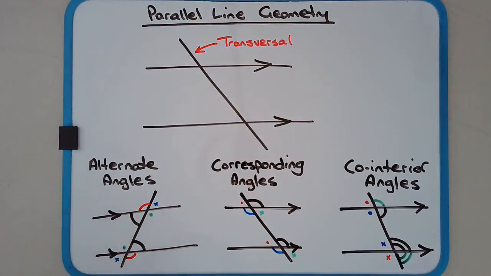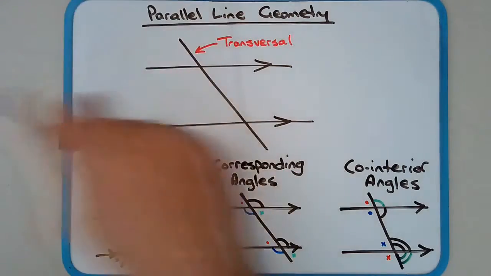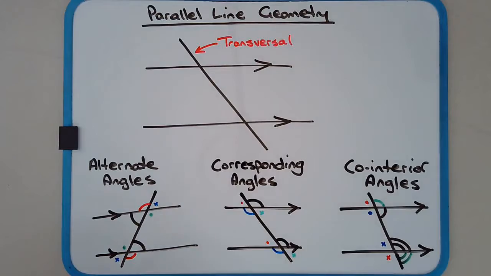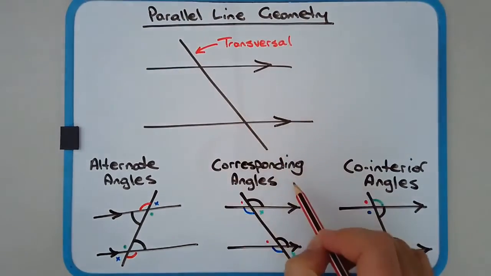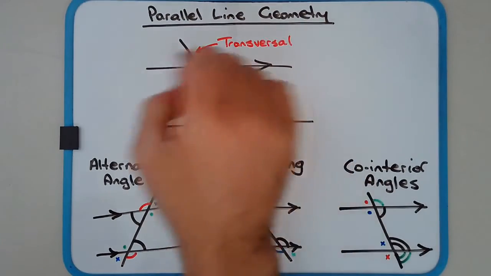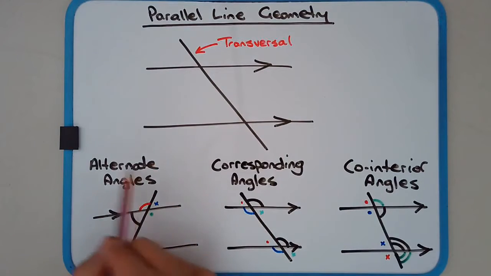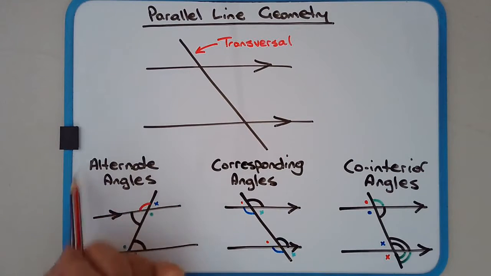There are three sets of angles that we consider. When you have a pair of parallel lines, or even three parallel lines, but we'll just consider the pair of parallel lines, and we cut them with a transversal, that forms basically a set of angles. Let's have a look at the first set of angles that it forms.